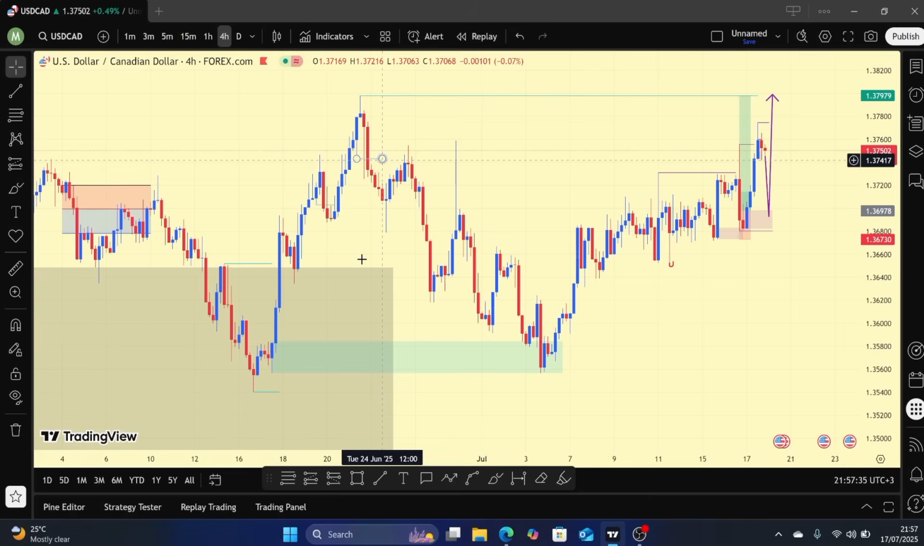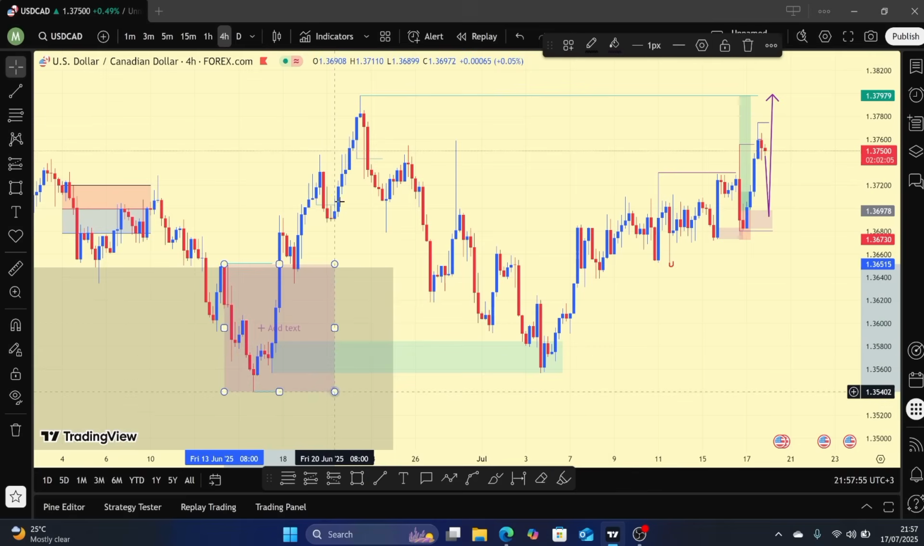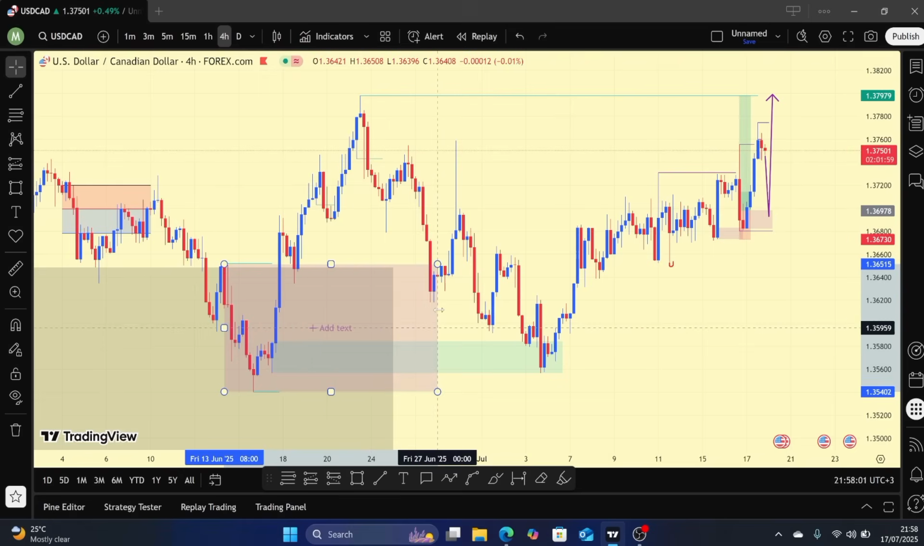Then after that, we can clearly see that we are left with the order flows, right? This one here is the order flow, exactly right here, and this order flow is not mitigated. I cannot see any other order flow, so I will be waiting for price to mitigate this order flow. And price mitigated the order flow right here.